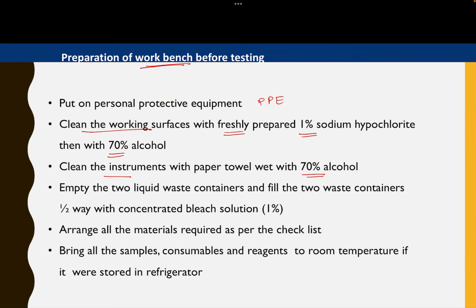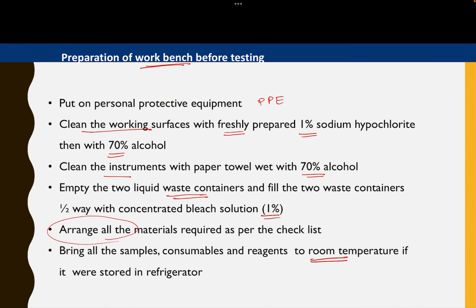Then you should have waste containers and fill them half with 1% hypochlorite solution. Then you have to arrange all the materials because, as I told you, some of your things are inside the fridge, and, for example, samples which had come yesterday which you could not process are also in the fridge. All that has to be taken from the refrigerator and brought to room temperature, because all these tests have to be performed at room temperature.